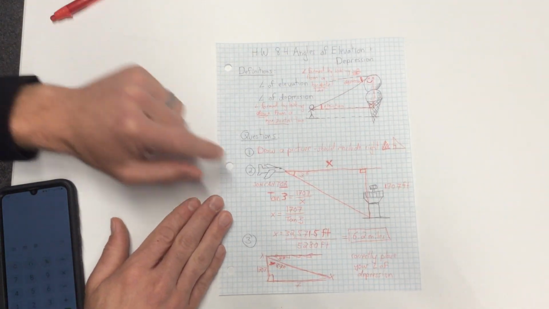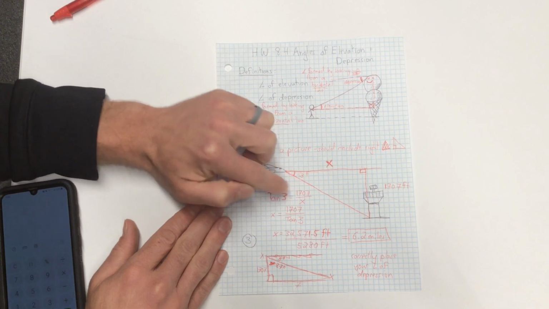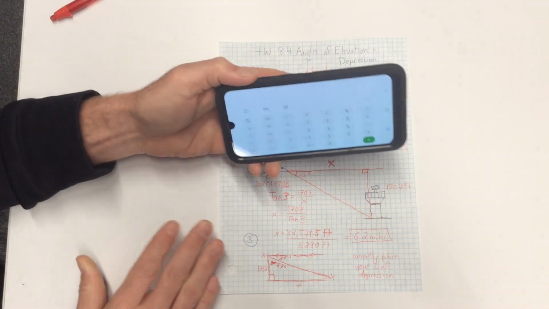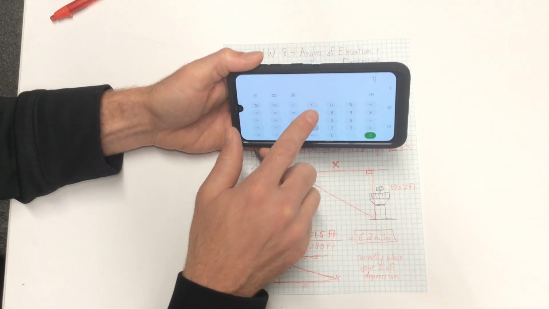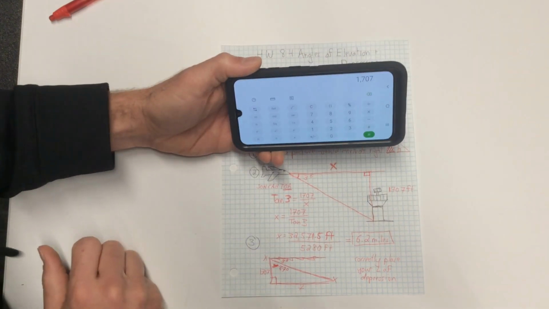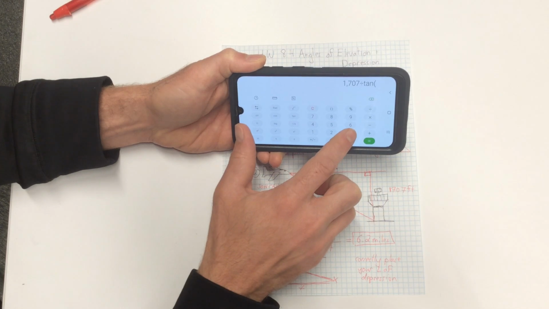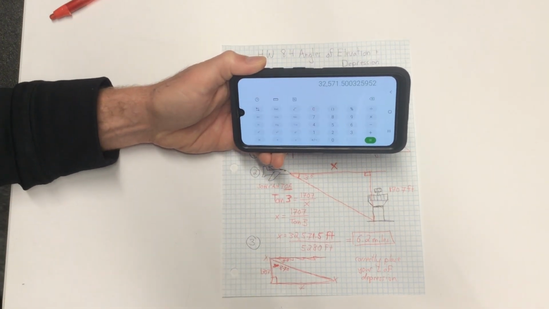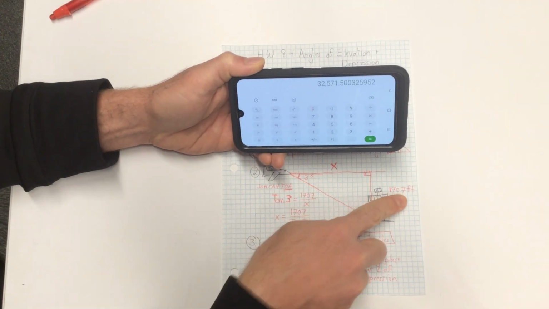And then as we went over in some of the other videos, the way you solve this is you're actually going to divide 1707 by tangent of 3. And so this will just work out live, just to watch it work. So we're going to do 1707 divided by tangent of 3 degrees. We get that number, 32,571.5. Now, if you look at the 1707, that's in feet.